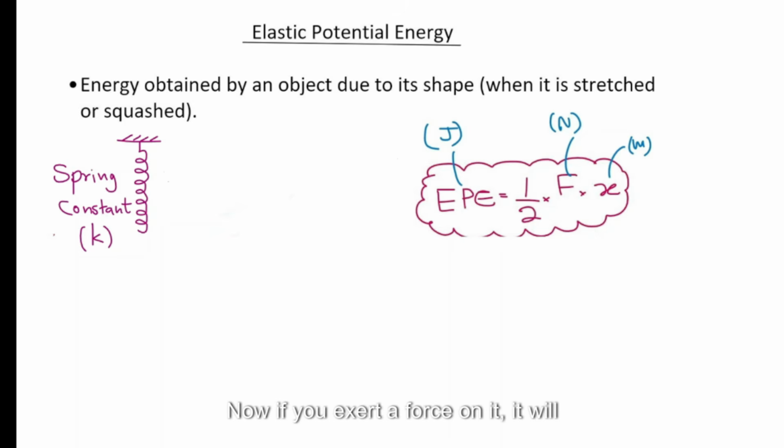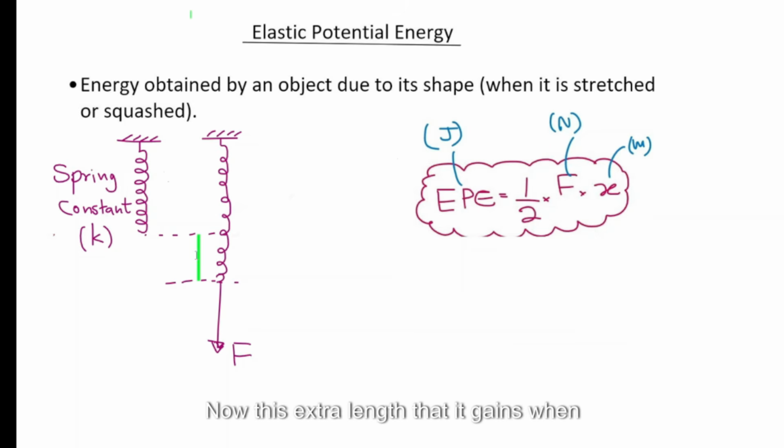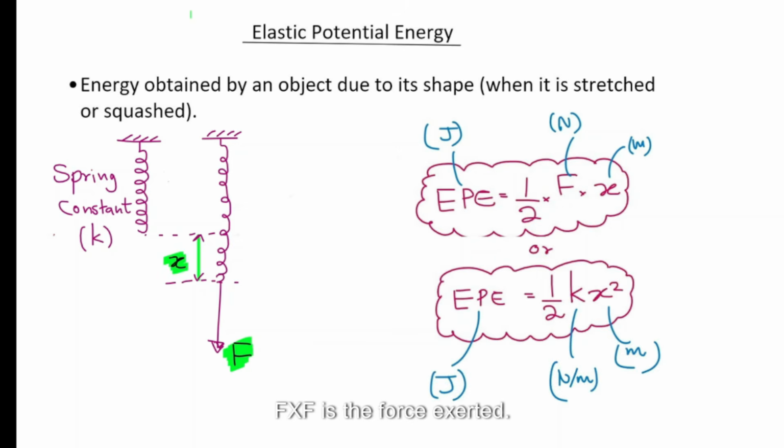Now if you exert a force on it, it will extend. This extra length that it gains when you exert a force on it is called the extension. We normally use the letter x here. Sometimes we use e. They are both okay. Now, to find the elastic potential energy of a spring, we can use the formula EPE is equal to half Fx. F is the force exerted.